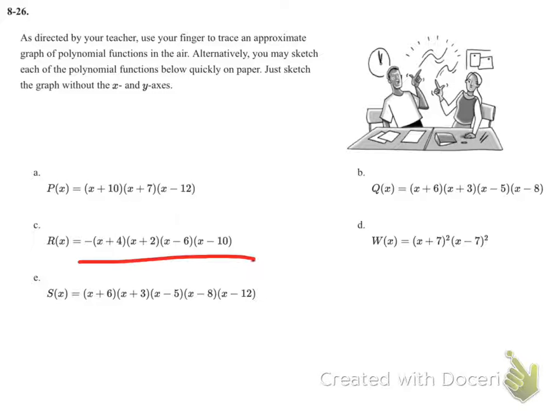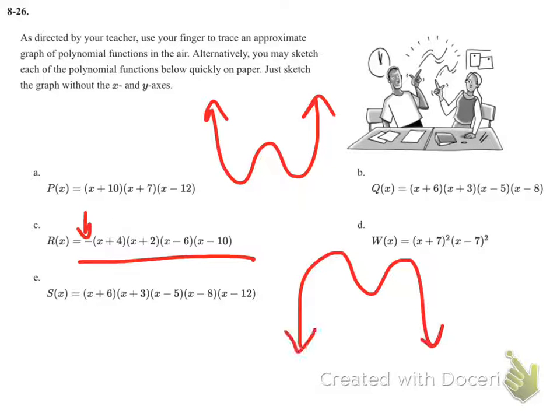The difference here for problem C now is they have a negative right here. So instead of it looking like this, it's actually now going to be upside down. So it's going to have a negative orientation. And again, I'll talk about that on the next problem, but it's now going to look more like this, more like an M instead of a W because of the negative out front.